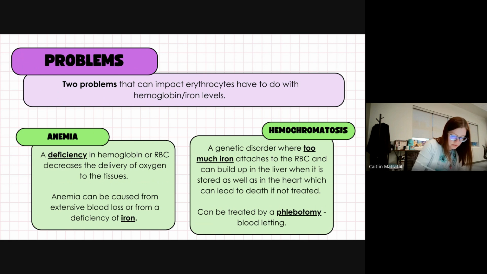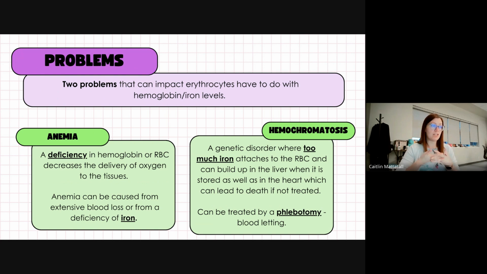So when we're looking at disorders or issues with our red blood cells, we again are going to be focusing on how much hemoglobin there is, because hemoglobin is indicating how healthy these red blood cells actually are. So the first thing that can happen is anemia, and anemia can impact anybody and can impact you at any time. So this is when you have a deficiency in your iron levels, which means that you don't have enough iron, and usually that's linked to your hemoglobin levels being low.